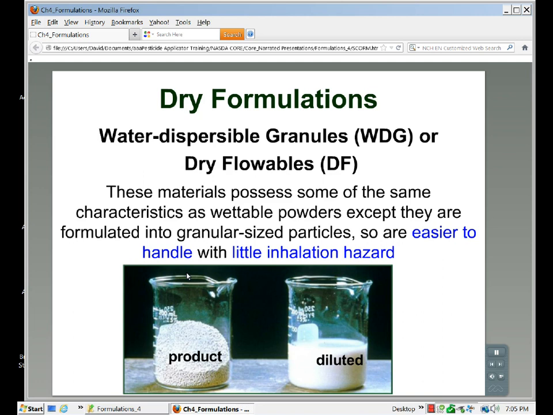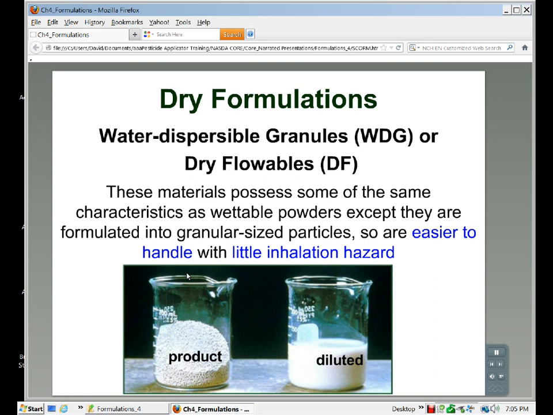Dry flowable and water dispersible granules are just like wettable powder formulations, except the active ingredient is prepared as granule-sized, bead-like particles, not as a powder. These bead-like particles are more easily handled, especially when measuring and mixing since there is no dust. Both water dispersible granules and dry flowables have similar advantages and disadvantages as the wettable powders.